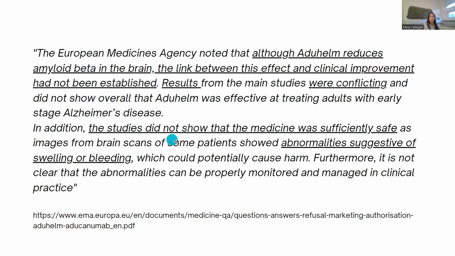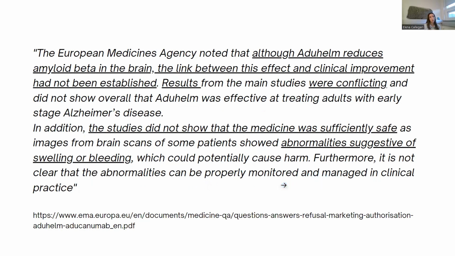In addition, the studies did not show that the medicine was sufficiently safe, as images from brain scans of some patients showed abnormalities suggestive of swelling and bleeding, which could potentially cause harm. Furthermore, it is not clear that the abnormalities can be properly monitored and managed in clinical practice.